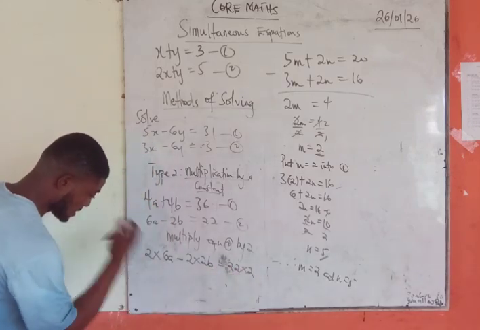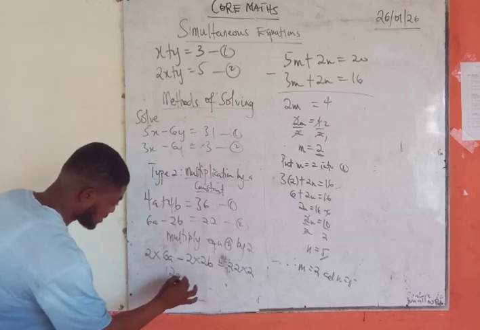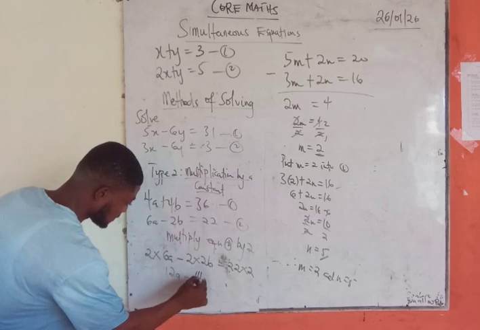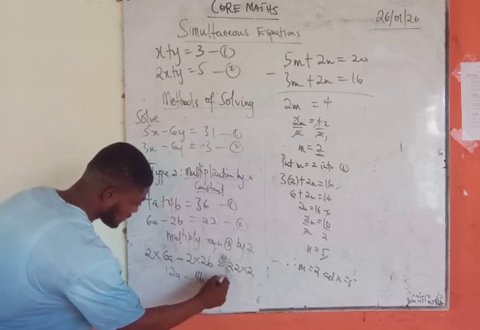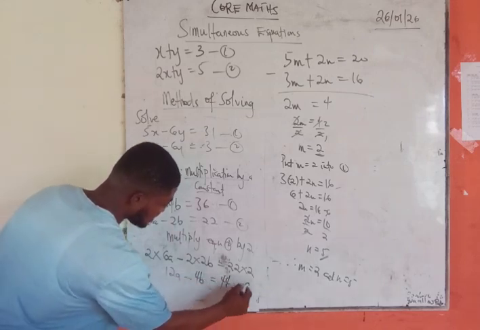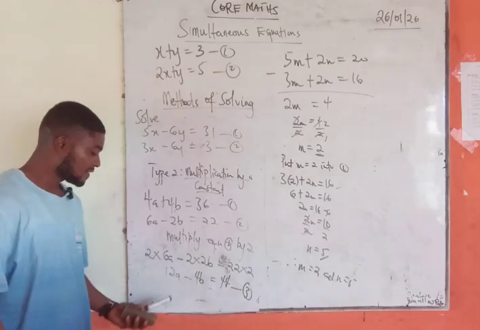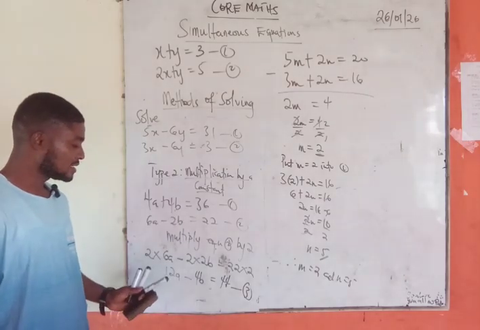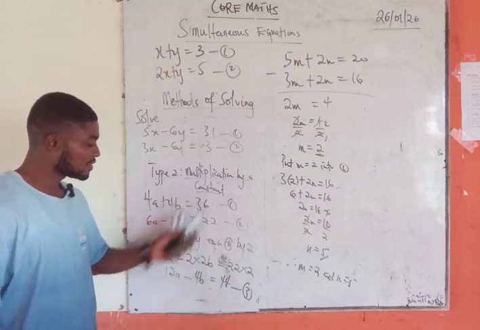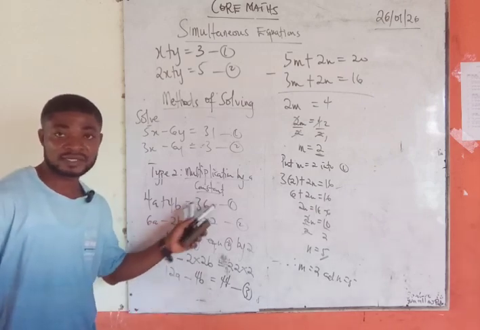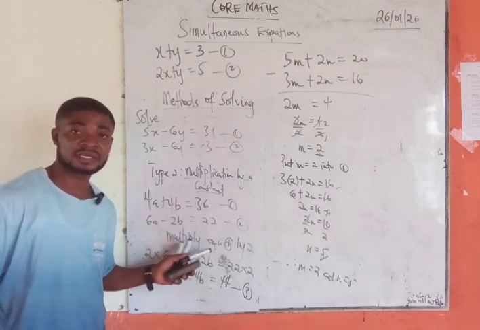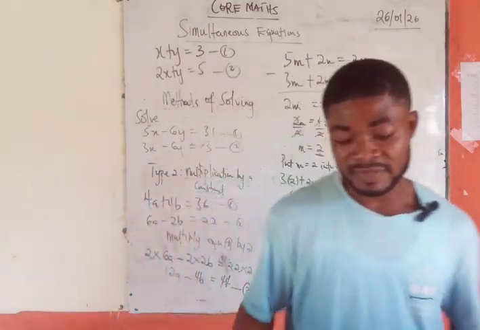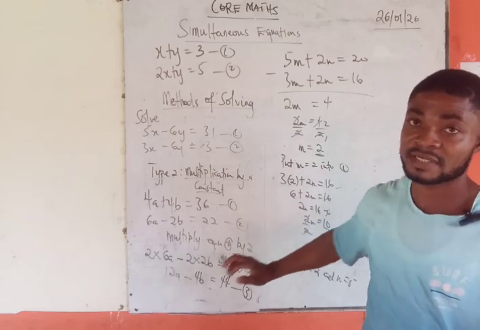2 times 6, that is 12. So 12a minus 2 times 2, minus 4b is equal to 22 times 2, 44. Now we can name this as equation 3. Now we have 12a, we have 4b, we have 4b in equation 1. If that is the case, we can now work with equation 1 and equation 3, instead of equation 1 and 2. And that is going to make our work kind of easy for us. So let me clean the other part and then we continue from here.